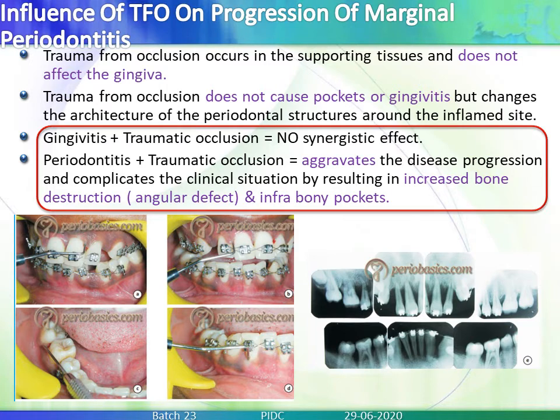So, to put forward to you, if a patient is able to maintain proper oral hygiene and control the plaque, even if there is a little amount of bone loss, you can carry on with orthodontic treatment. But if the patient does not maintain oral hygiene properly, resulting in gingivitis followed by periodontitis, and you give occlusal or traumatic forces, it might result in more bone loss.